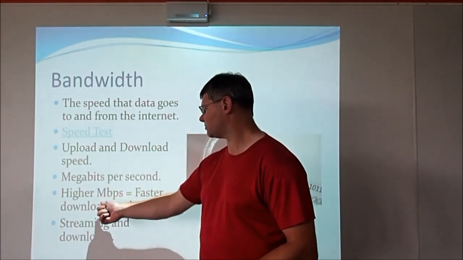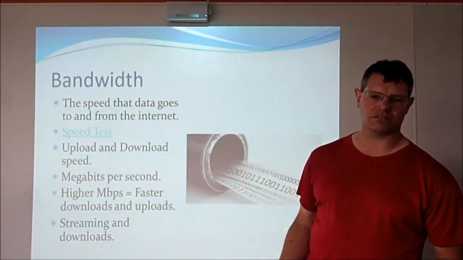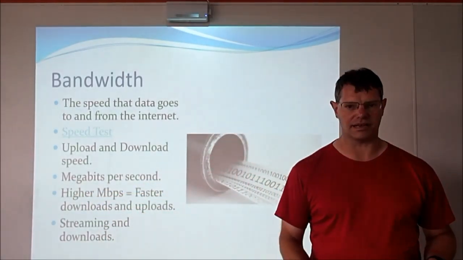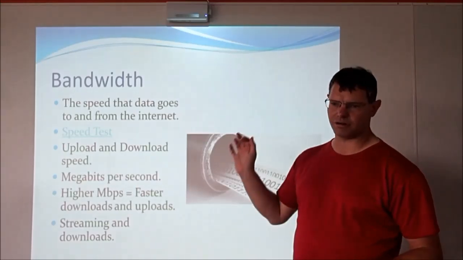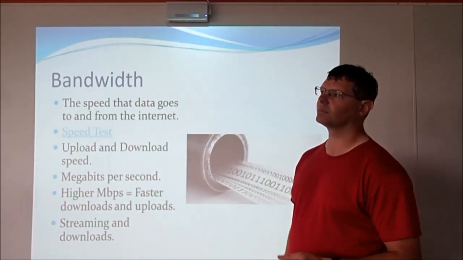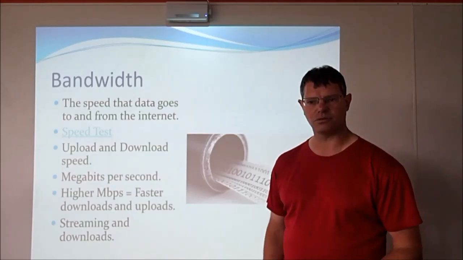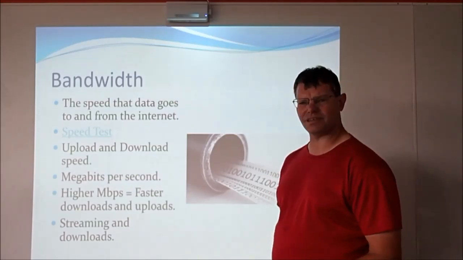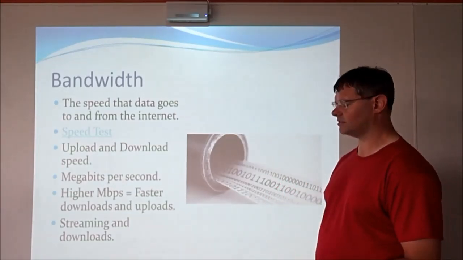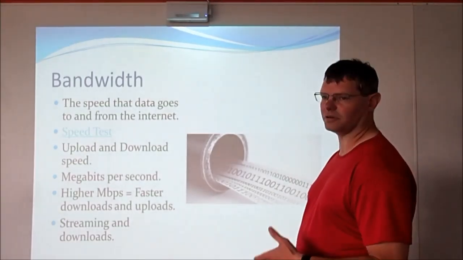But the higher the megabits per second you have, the faster your download speed is. So we had nearly 350 megabits a second. That's a really, really fast download speed. Before I changed to BT and I had my TalkTalk account, I got about 17 megabits a second, and it was still fast enough, but it's a bit slow, so I wanted to upgrade.